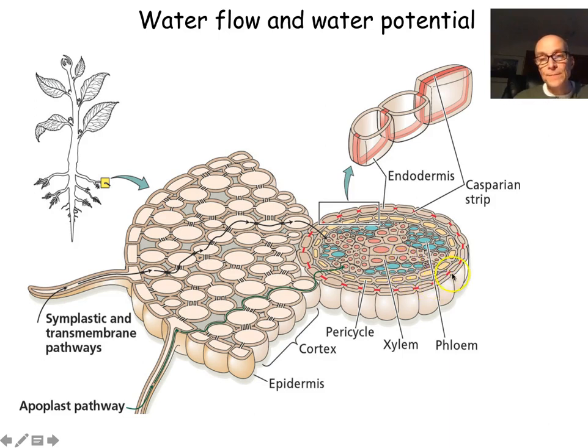And then this part here is the Casparian strip. So we'll talk more about the Casparian strip. The red parts here, if you look at this blow up, you see that it covers the outside. It's like a circle, like a band around the cell, but not the front and the back. So this Casparian strip is a suberin material. So it's a waxy material. It's called suberin.